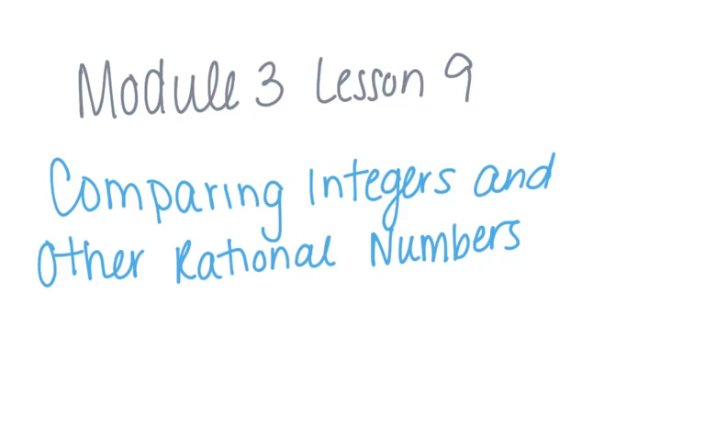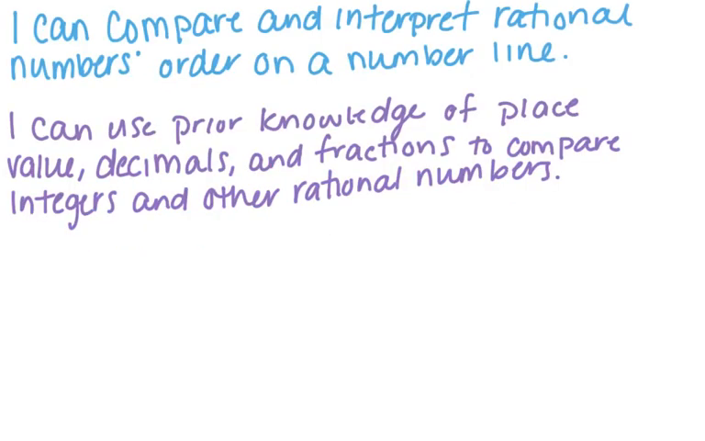Module 3, Lesson 9, Comparing Integers and Other Rational Numbers. Learning targets. I can compare and interpret rational numbers order on a number line, and I can use prior knowledge of place value, decimals, and fractions to compare integers and other rational numbers.